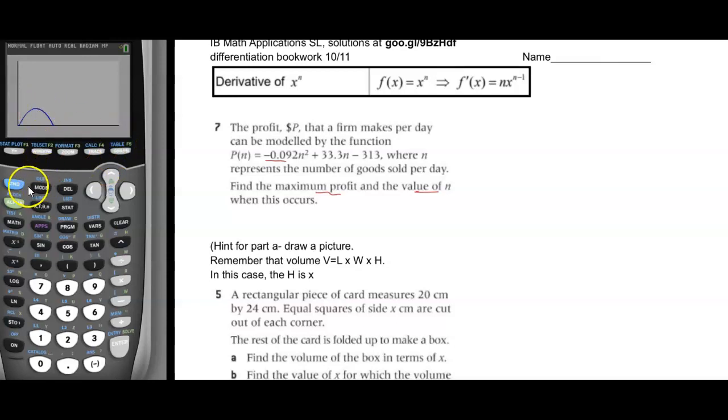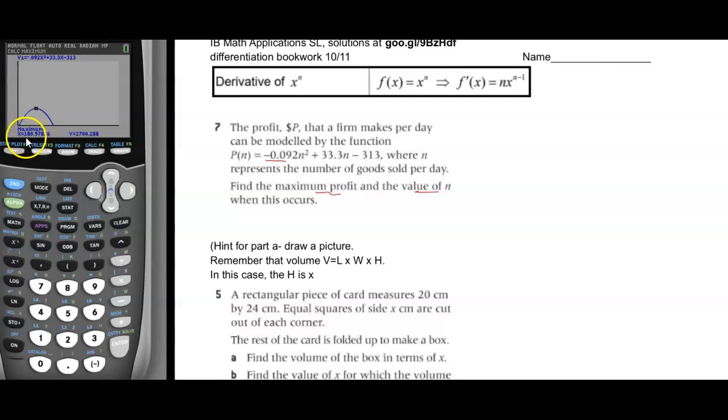And now we're just going to find the maximum. The only tricky part of this is doing the window, right? Just start with 100. If 100 is not big enough, go to 1,000. If 1,000 is not big enough, go to 10,000, etc. So we're going to find the maximum. We're going to move the cursor to the left side of the peak, hit enter. Move the cursor to the right side of the peak, hit enter, and then we just hit enter a third time.